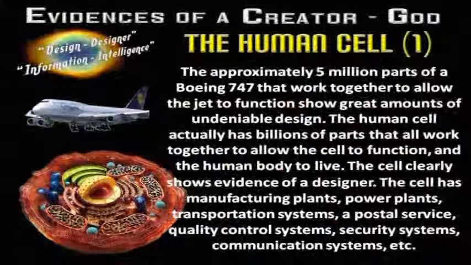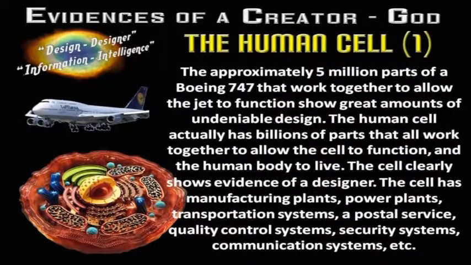And in the microscopic world, we come to the next level, and that is the human cell itself. A 747 has approximately 5 million different parts working together for it to be able to function.